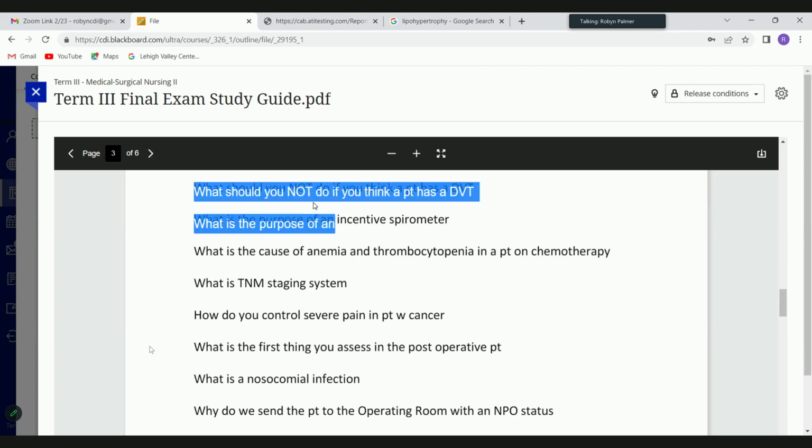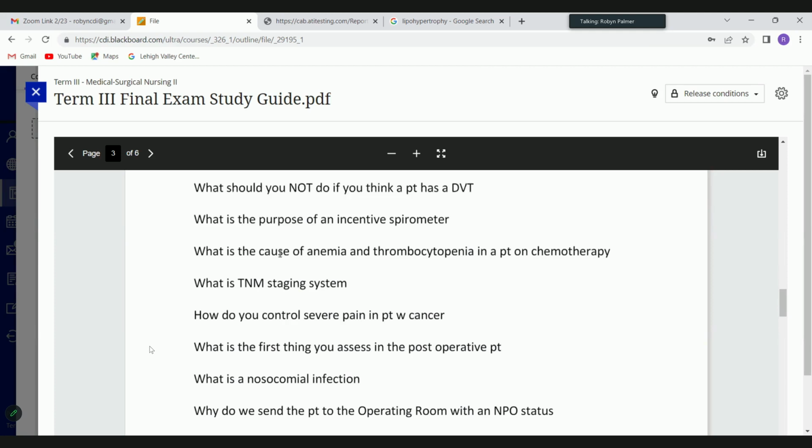What's the purpose of an incentive spirometer? Can you remember any of those reasons? To help expand the lungs, increase oxygenation, prevent atelectasis. How do you say that? Prevent atelectasis. You're saying it exactly right. Expand the lungs, oxygenate the body.